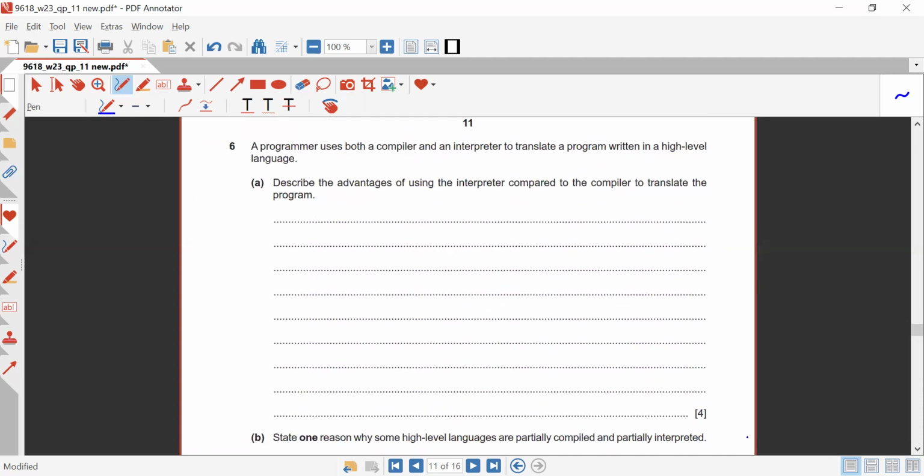Now for the sixth question, they are saying a programmer uses both a compiler and an interpreter to translate a program written in a high-level language. A compiler converts the entire program at once, whereas an interpreter converts the program instruction by instruction. A high-level language means a human understandable language. Describe the advantage of using the interpreter compared to the compiler to translate the program. You have 4 marks, so you require 4 advantages. So the advantages of an interpreter.